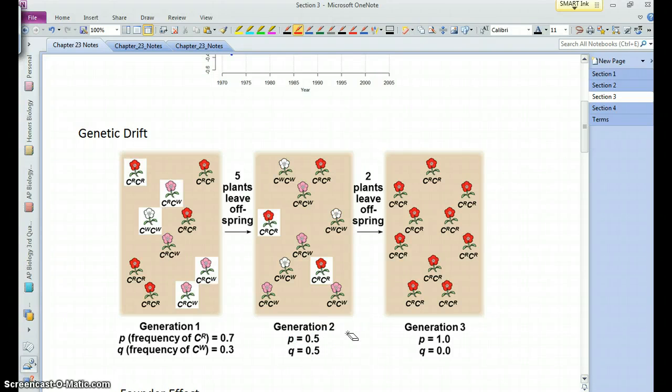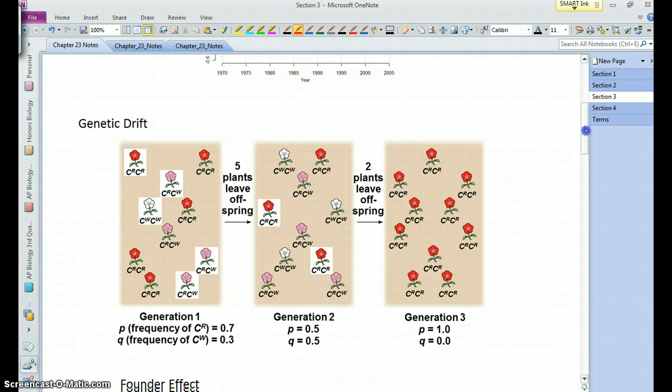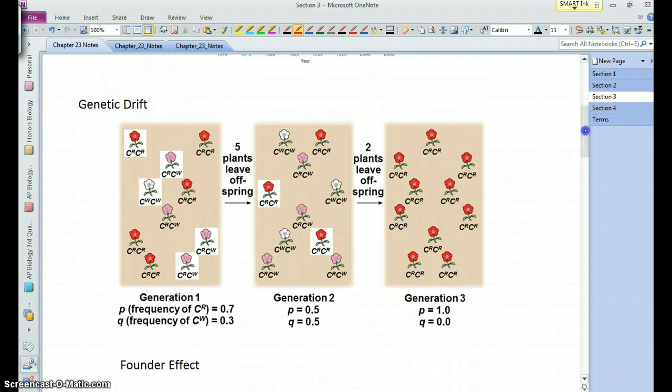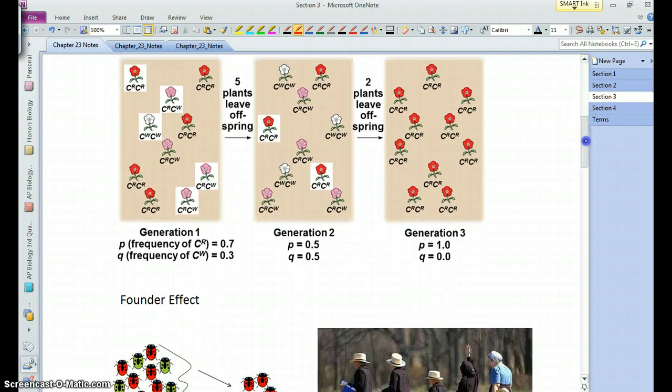Well, they show in the next generation how you get a really biased sample, where only 2 of the plants successfully reproduce, and they both happen to be red, leading to the situation where we got a significant change in allele frequencies in that next generation. Essentially, for this allele, this population, we would say, has become fixed for one allele. So genetic drift can happen a couple different ways.